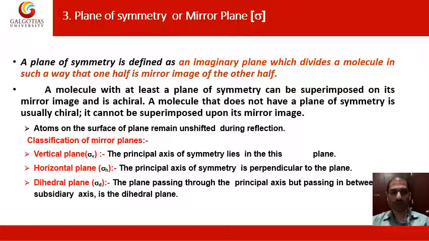If you classify them, they could be classified as a vertical plane, where the principal axis of symmetry lies in the plane. In case of a horizontal plane, the principal axis of symmetry is perpendicular to the plane. And in case of a dihedral plane, the plane passes through the principal axis but in between the subsidiary axes.